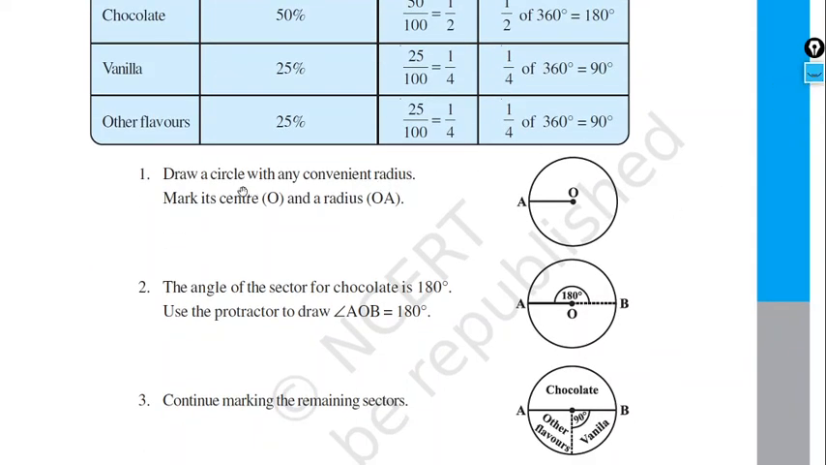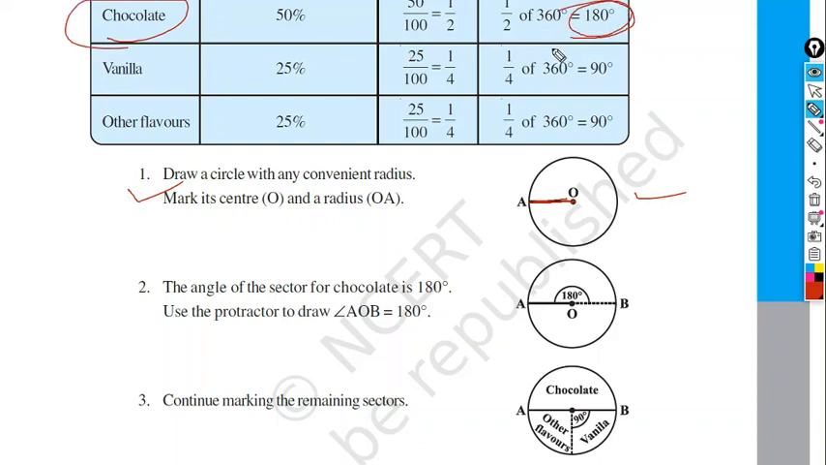First step, we will draw a circle. We have to draw a circle here. Then after drawing the circle, mark the center O and make a radius. Like this we make a radius. So first we will move to the chocolate part. Chocolate, how many degrees was there? 180 degrees. So how can you draw 180 degrees?